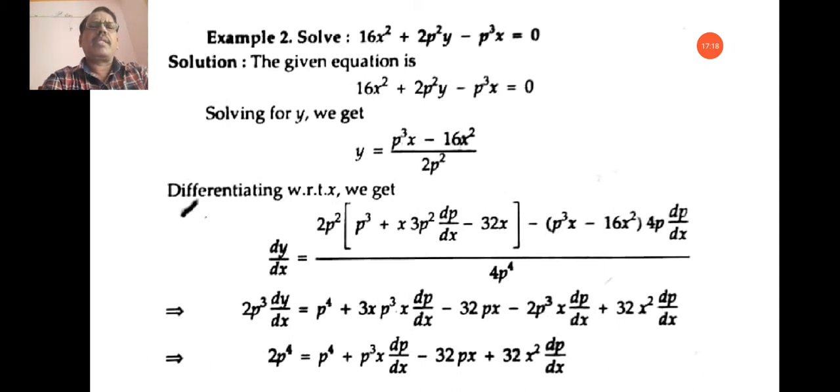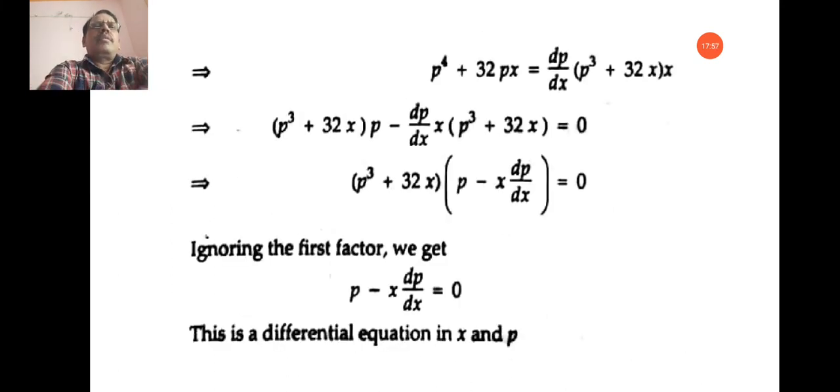2p cube dy by dx is equal to p to the power of 4 plus 3x into p cube x into dp by dx minus 32px minus 2p cube x into dp by dx plus 32x square dp by dx, or 2p to the power of 4 is equal to p to the power of 4 plus p cube x into dp by dx minus 32px plus 32x square into dp by dx, or p to the power of 4 minus 32px is equal to dp by dx into p cube plus 32x into x.